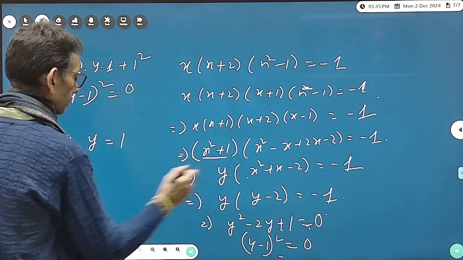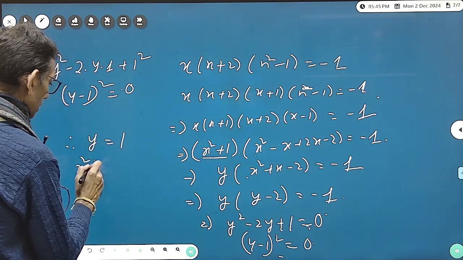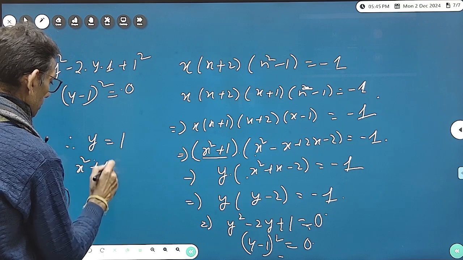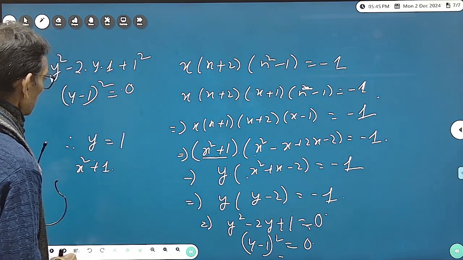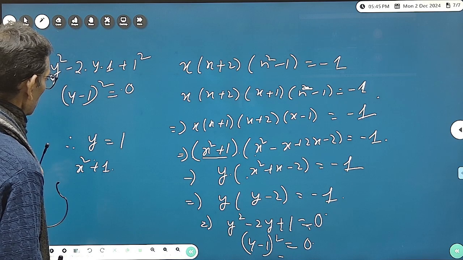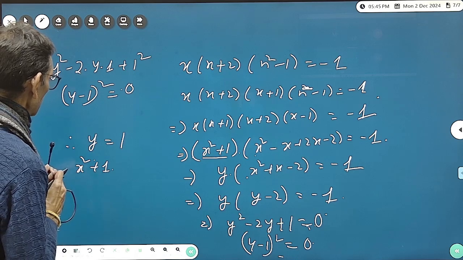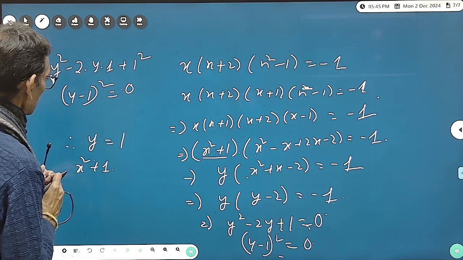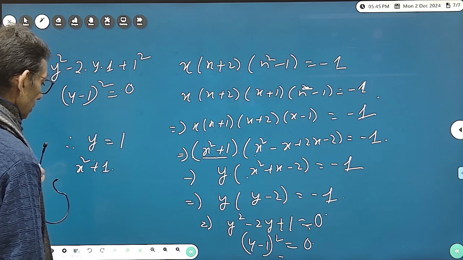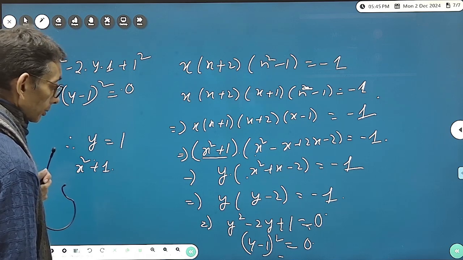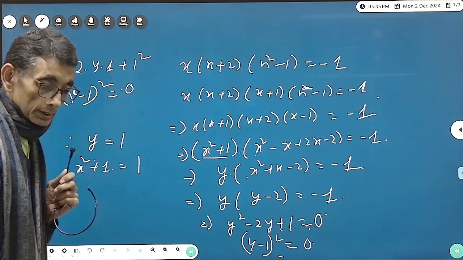Y means what did we take, y is x square plus 1, right? X square plus 1. Okay. Y equal to plus minus 1, right? Y minus 1 equal to 0. No, y is equal to 1 only. But y value is equal to x square plus 1. So we took 1. So x square value how it will be 0.